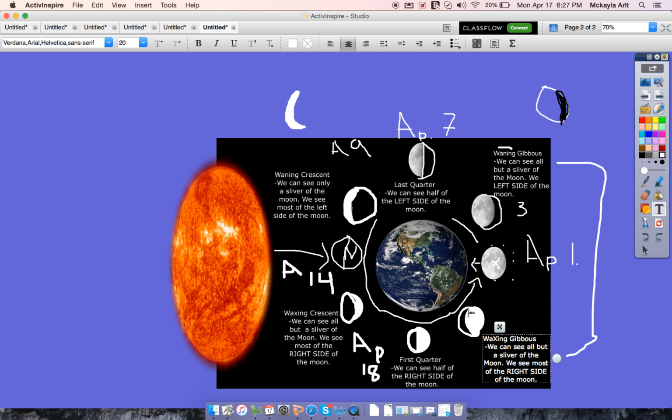Okay, gibbous. Gibbous means 3/4 of the moon is showing. Crescent, which means that really little sliver is showing. Quarter, which means half of the moon is showing. Okay, please have this all drawn and colored in with all these notes. Hint, hint, you may have a quiz tomorrow, an open note quiz, so I hope you've been taking notes.